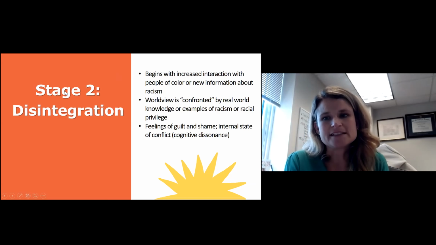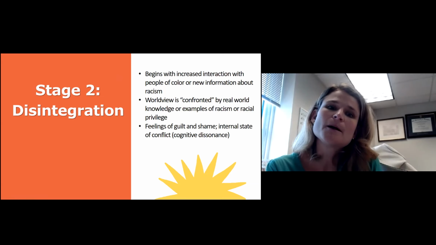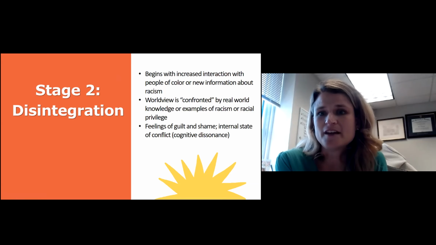Stage 2 is called disintegration. And similar to stage 2 in the Cross Model, there's usually some personal significance here. It could be an event.